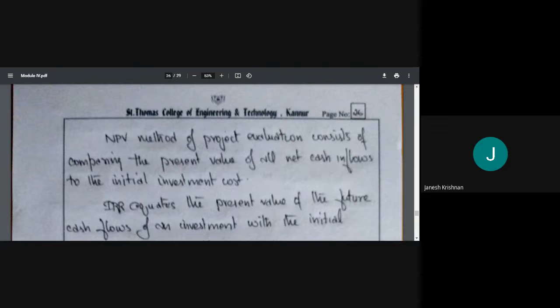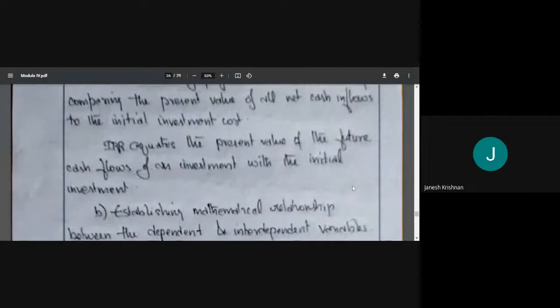Now, what is the cash inflow? What is the income from the process? What is the present value of that income? That is NPV. You compare what is the investment, what is the income. That is done with the NPV method. IRR equates the present value of the future cash flows of an investment with the initial investment.